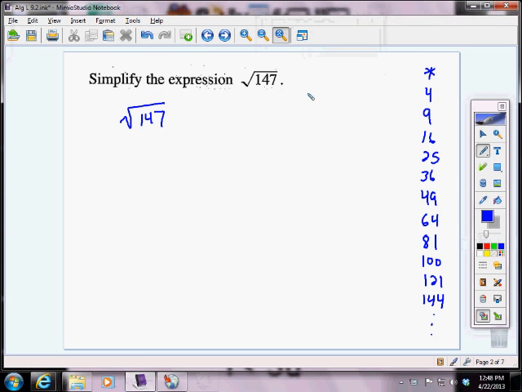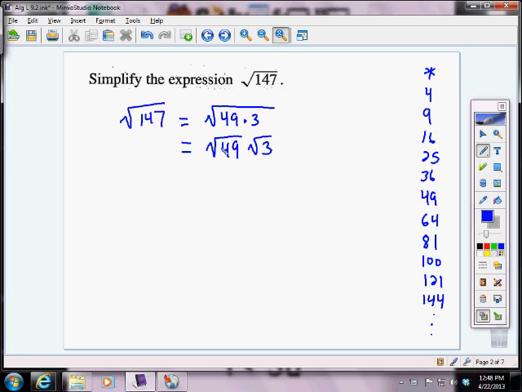Sorry about that interruption. What I was saying though is we can break down 147 into the square root of 49 times 3. We don't just want to take any factor of 147. We only want to try the perfect square factors, and here's the reason why. According to that property that we had on the first slide, we can break this up into the square root of 49 times the square root of 3.